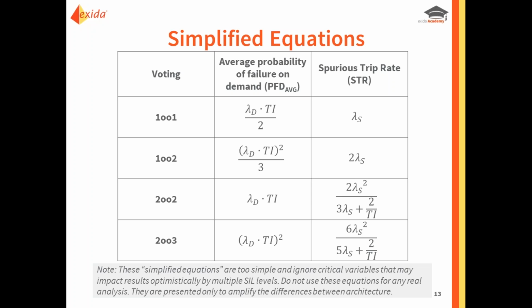Now keep in mind these are simplified equations. They ignore some critical variables, and we're not even talking about diagnostics. We're not talking about proof test coverage. We're not talking about site safety index, anything like that. These are very simple formulas that we'll be using to demonstrate the impact of common cause.